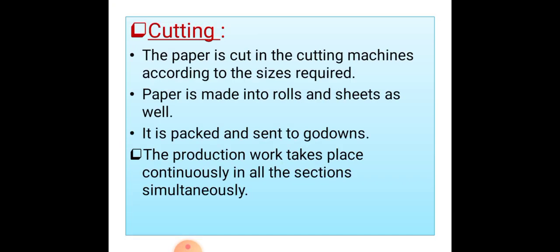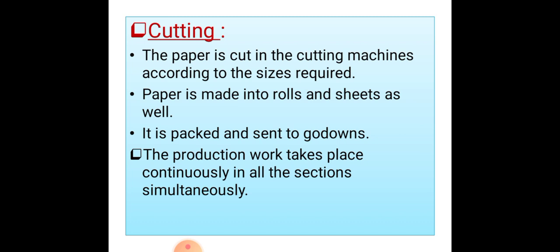So what does cutting take? The paper is cut in cutting machines according to the size that is required. Okay, and the papers are made into rolls and sheets as well. So you have seen rolls, right? When you want to cover the book with a sheet, you get it in rolls. If you want to buy a chart, it is a sheet. Yes. So it is packed and sent to godowns.